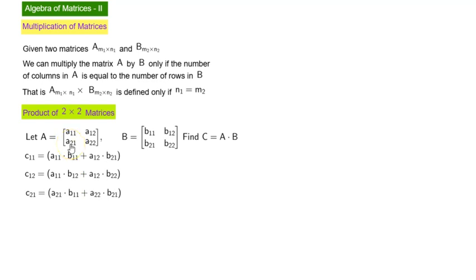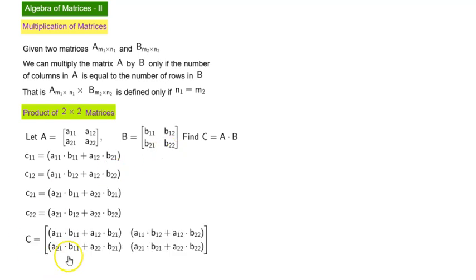C21 will be equal to A21 times B11 plus A22 times B21. And finally, C22 will be equal to A21 times B12 plus A22 times B22.